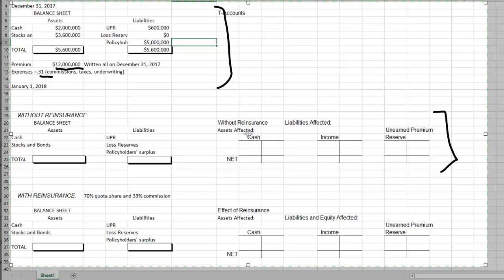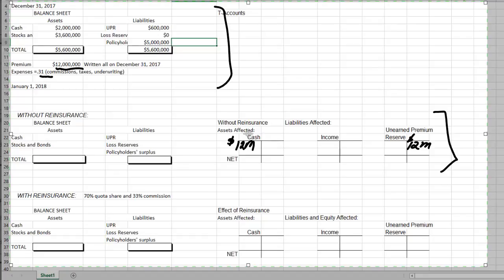And we'll go first to the T accounts. So if we write $12 million, remember that we put $12 million in cash because we literally get $12 million of cash. So it's a debit to cash. But we set up an unearned premium reserve, a credit, because it's a liability, and so it's an increase in the unearned premium reserve of $12 million.